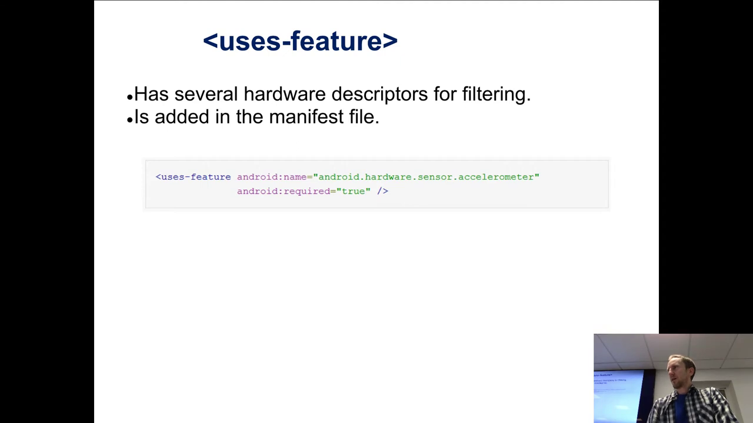And this is the manifest change. You will add that your app is using accelerometer, and then you can specify if that feature is required or not. If you say true, that means phones without accelerometer will not be able to install your app.